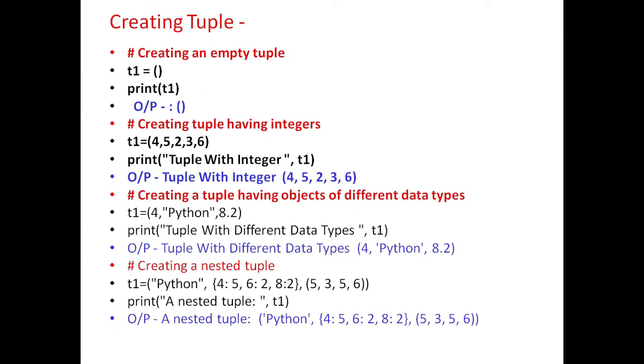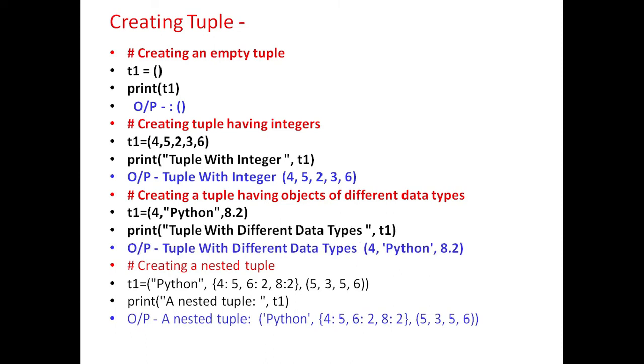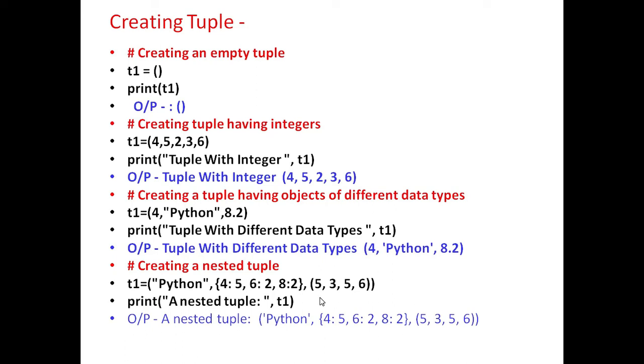We can create a tuple having objects of different data types. Here the tuple is defined with 4 as an integer, Python as a string, and 8.2 as a float, and when we print it, it will give the output tuple with different data types as 4, Python and 8.2. We can create a nested tuple. Here the tuple is defined with a string, a list and another tuple, and when we print it, it will give the output. First it will print the string Python, then the list and then the tuple.